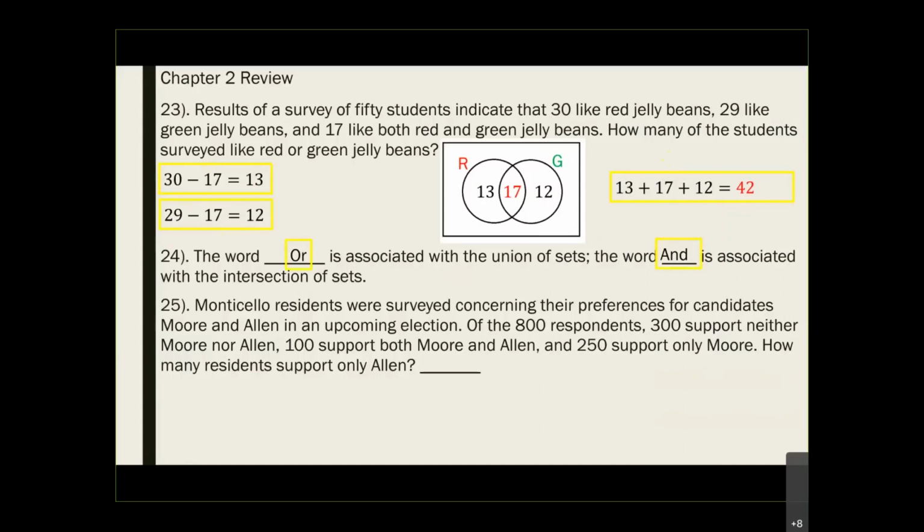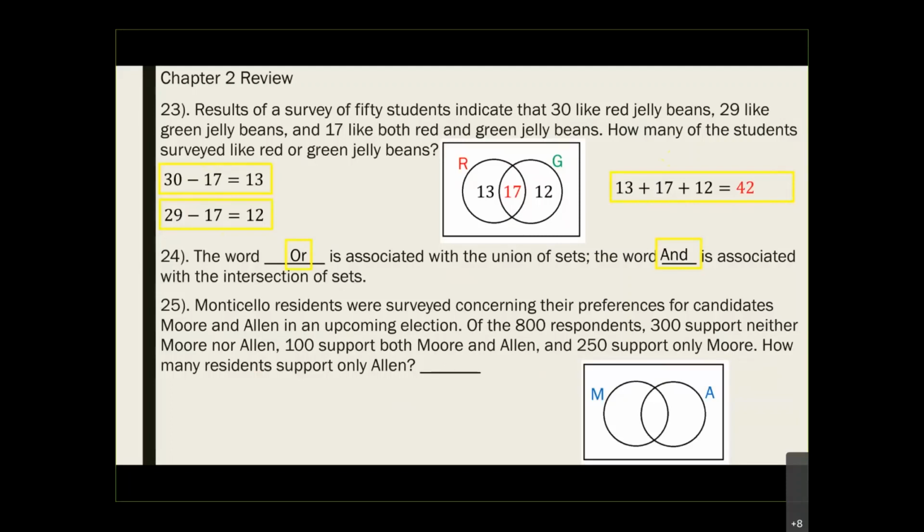residents were surveyed concerning their preference for the candidates Morris and Allen in the upcoming election. Of the 800 respondents, 300 support neither Morris nor Allen, 100 support Morris and Allen, and 250 support only Morris, right? So looking at this, we have only two candidates, Mr. M and Mr. A, right? So what information do they give us? Well, we know the total is 800, of the 800 respondents.